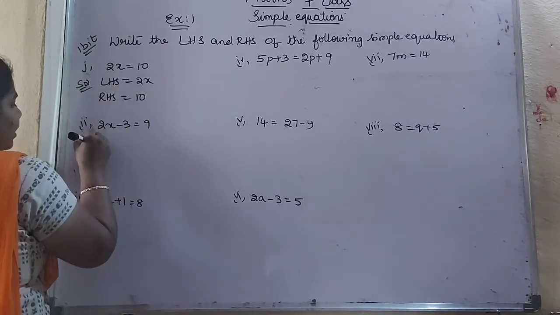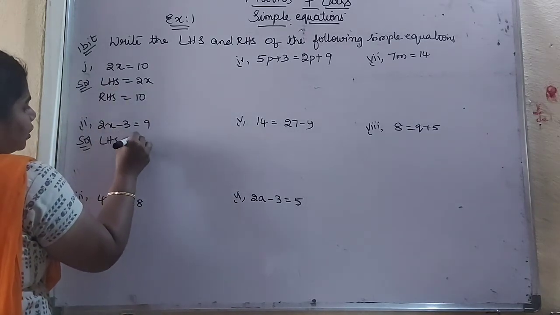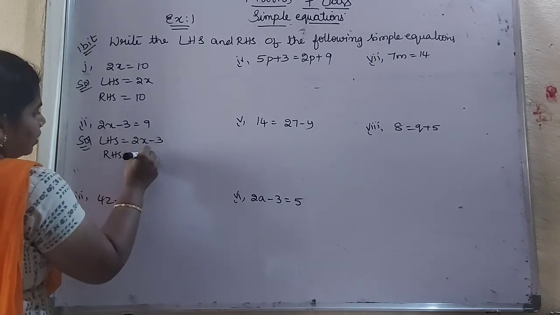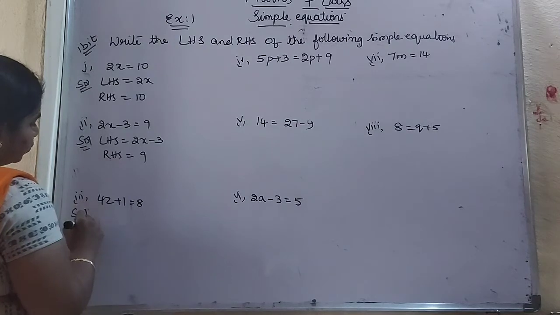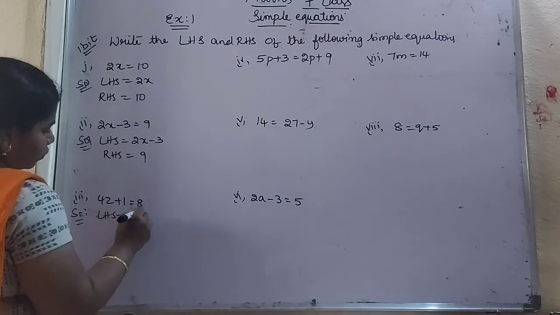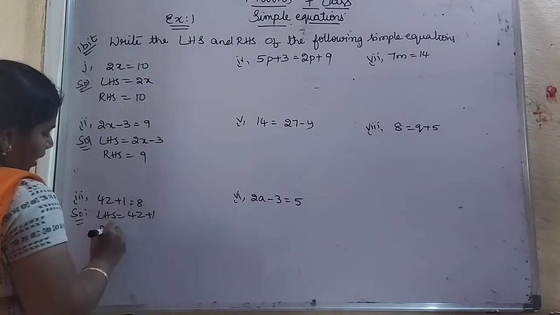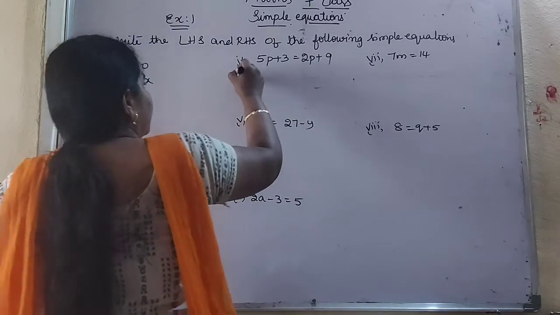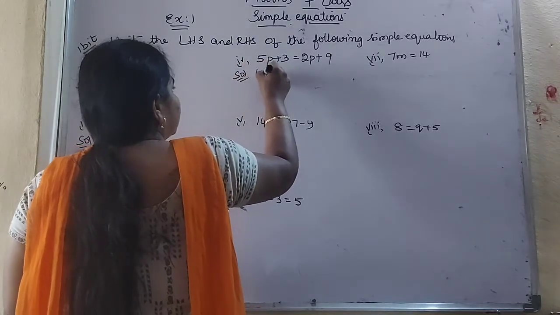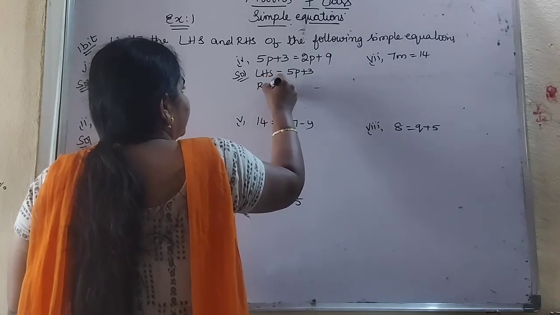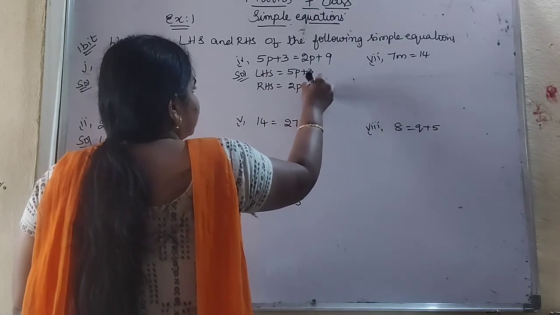In the same way, the second one: what is the LHS? 2x minus 3, and the RHS is 9. If you take the third one in the same way, the LHS is 4z plus 1 and the RHS is 8. Okay. Now in the same way, the next one: the LHS is 5p plus 3 and the RHS part is 2p plus 9.